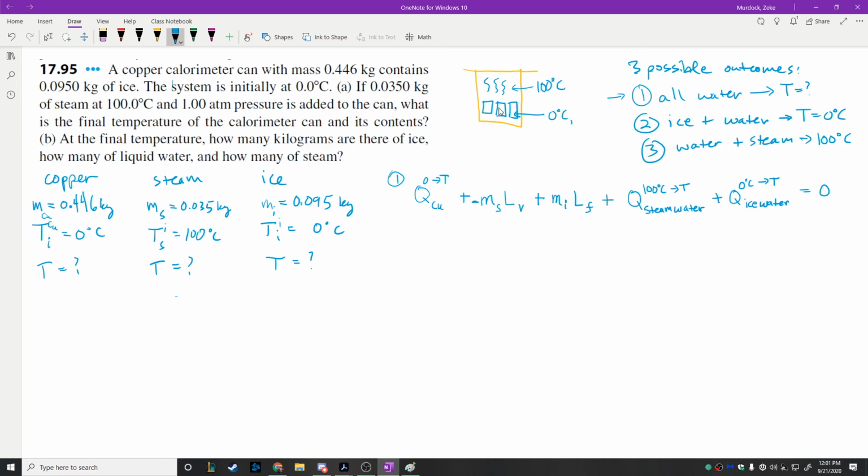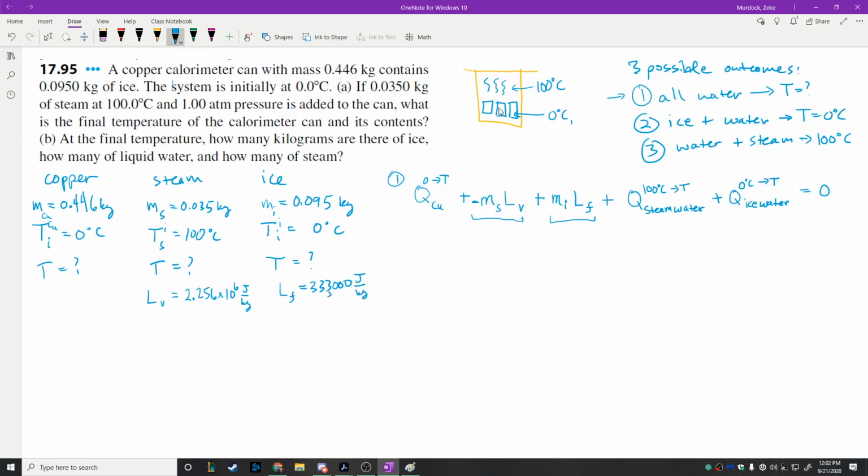Might be a good idea to actually just calculate what these numbers right here are to get an idea of what's going on here, right? So latent heat of, was it vaporization, was about 2.256 times 10 to the 6th joules per kilogram. The latent heat of vaporization, latent heat of fusion for water is 333,000.